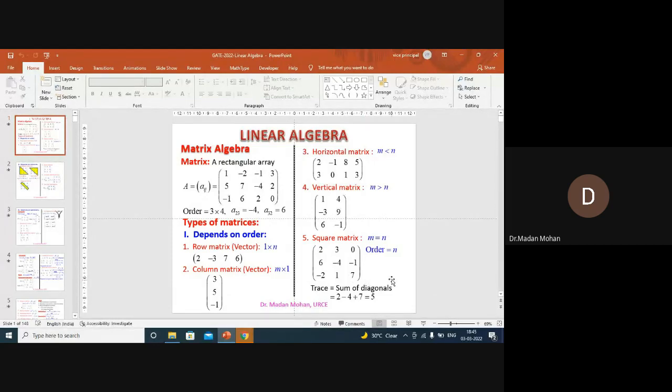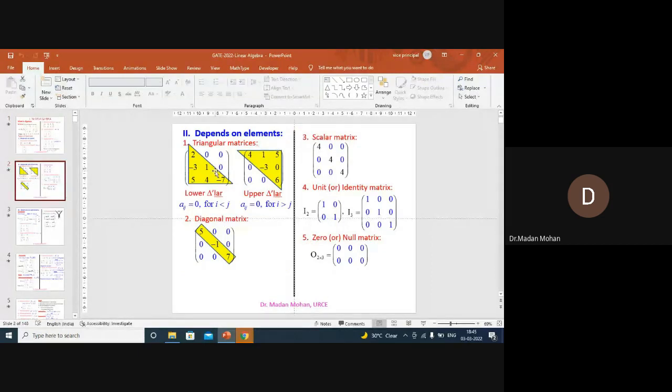Next, it depends on elements. If all these elements are 0, we call triangular. In particular, it is lower triangular matrix, or upper triangular. Any one of these we call triangular. Now it is a diagonal matrix. It is both lower and upper triangular matrix. If the element along diagonal remains same, we call scalar matrix. If this is 1, we call unit matrix. These 4 are square matrices. If these are also 0, we call zero matrix. The zero matrix or null matrix can be rectangular also.